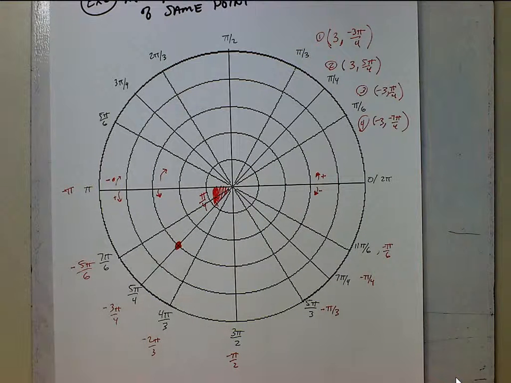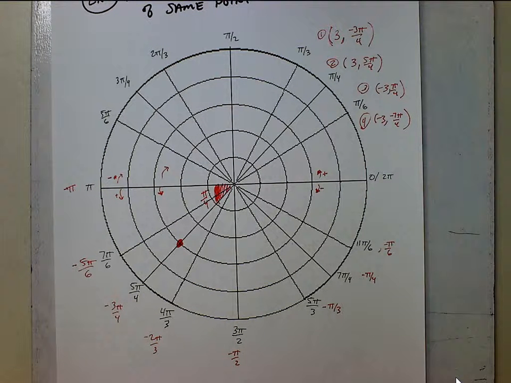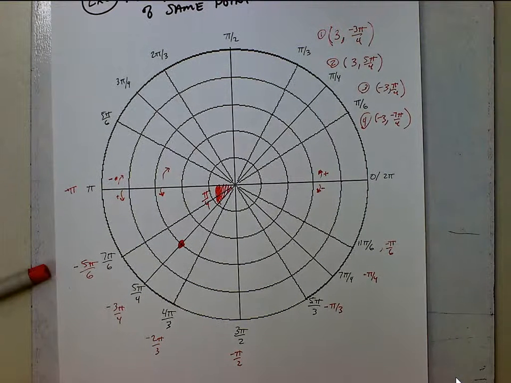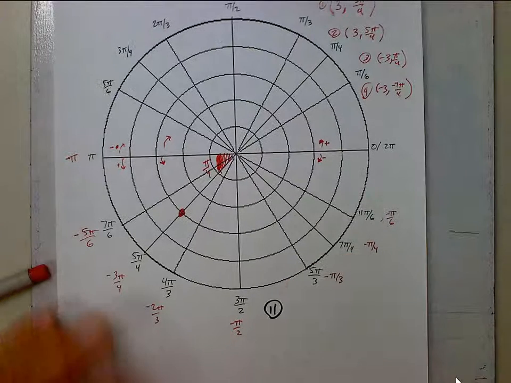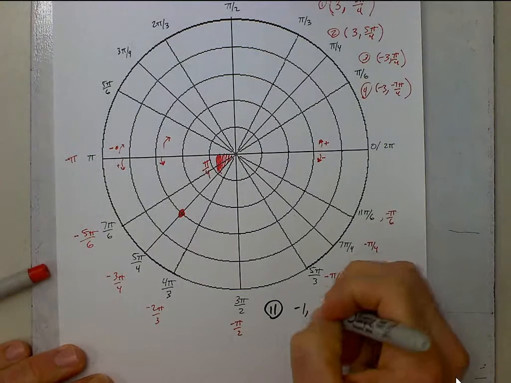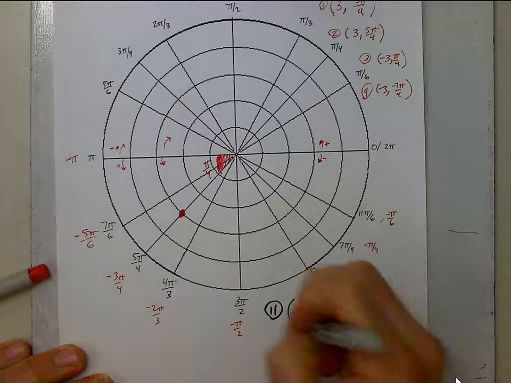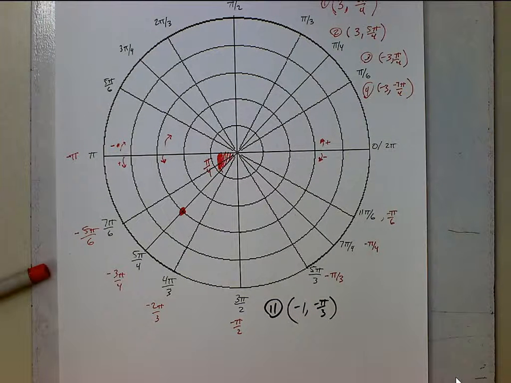I want you guys to try number 11. We'll do that in black down at the bottom. Number 11 is negative 1 comma negative pi over 3. Press pause. Come back and see if you can name the other 3 angles that go with it.